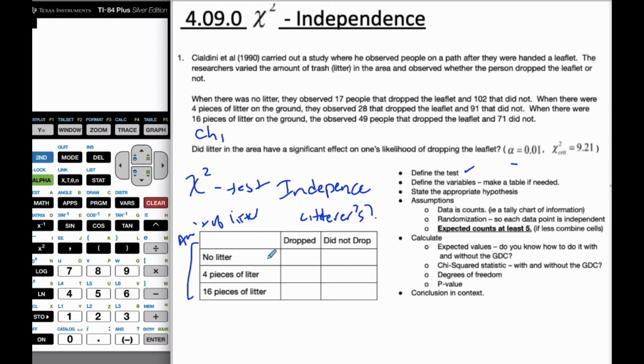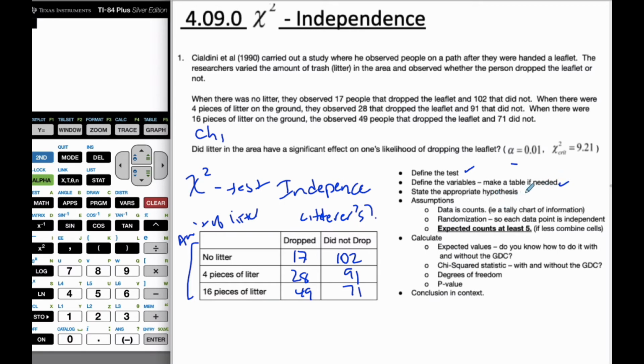Okay, and let's put the numbers in here, and we know that there are 17 who dropped when there's no litter and 102 that did not. And there was 28 and 91 and 49 and 71. Okay, and so we've done that. We've defined our variables. We know what we're looking at.